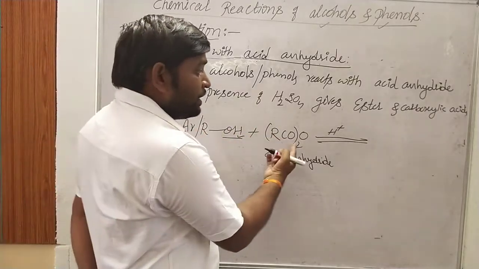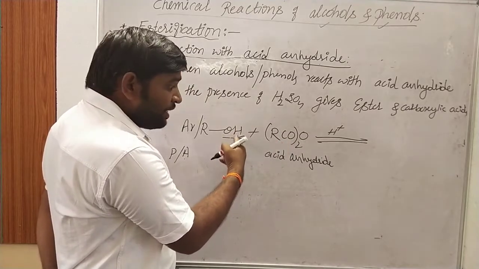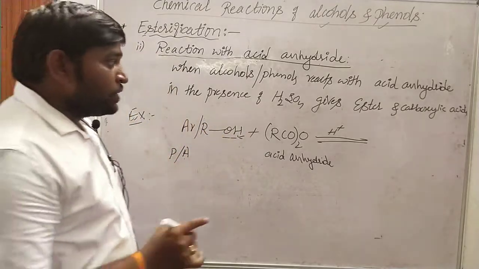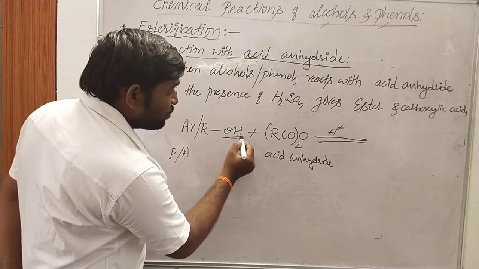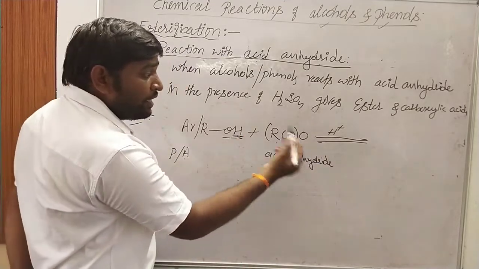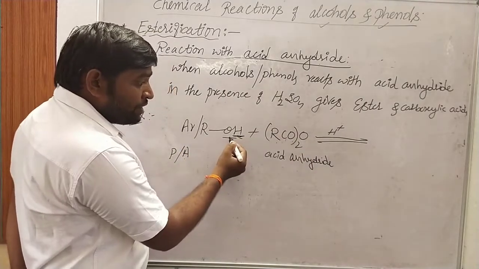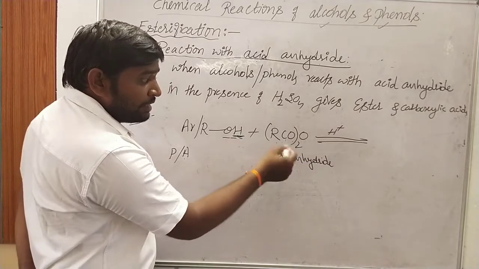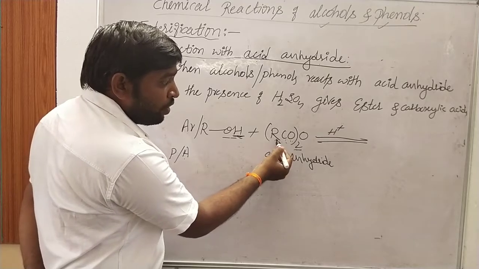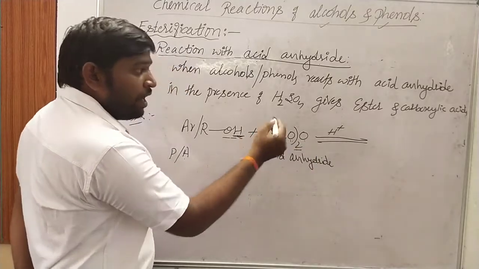Here, introducing the acyl group into the alcohols or phenols by replacement of the hydrogen atom of the hydroxyl group is called acylation. So this hydrogen atom is replaced by an RCO group. One RCO we have added to this alcohol molecule by replacement of hydrogen. What is left out? There are 2 molecules of RCO. One more RCO is there, and one oxygen, RCOO, and one H.